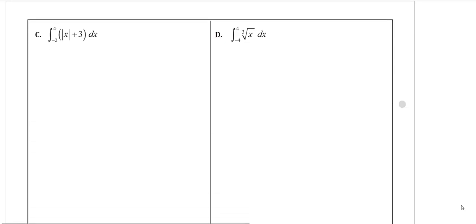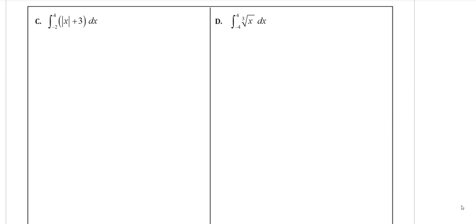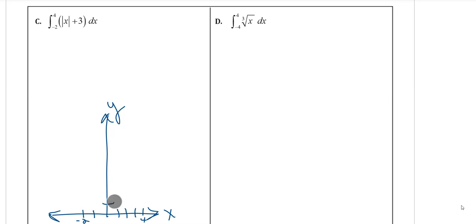Okay, next one. Now I have an absolute value function that has been shifted up 3 units. So let me draw this down here because I'm going to need some room, because it's higher up on the x-axis. And I'm going from -2 to 4. So this is now shifted up 3.